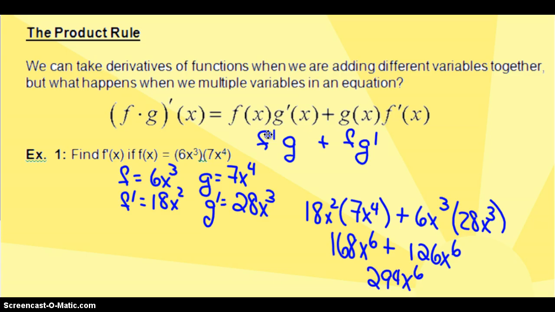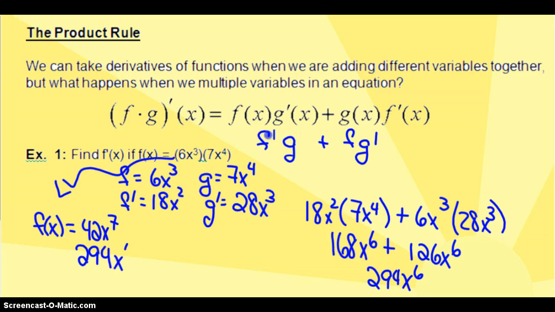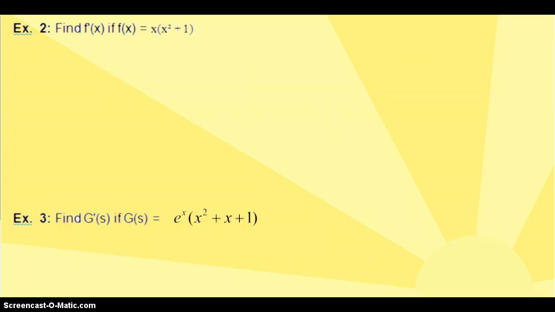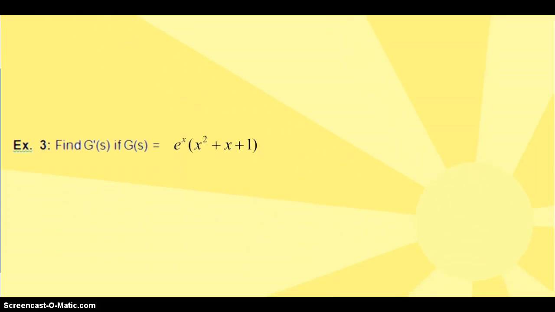And if you want to check this using the power rule, come on over here. Since this was a monomial, I can use that and I would get 42x to the seventh. Use the power rule, 7 comes in front. Now I have the 294x to the sixth. So you can see it works very nicely. Here's the next example. I'd like you to try number 2, and then we're going to do number 3 together.